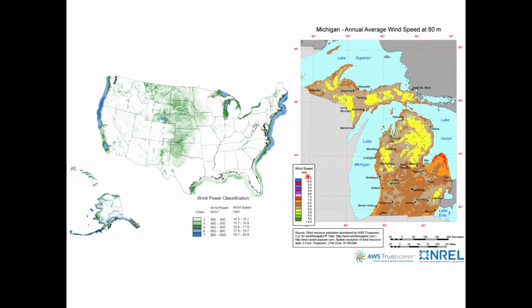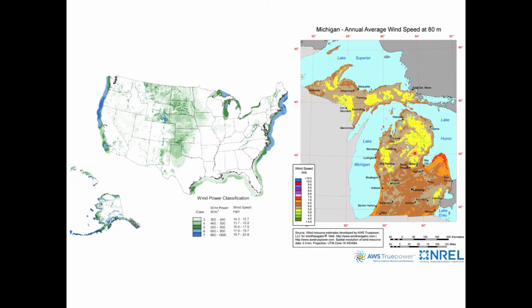The ideal location to site wind turbines is the location that has the highest average sustained wind speeds. So when we look at the state of Michigan, you can see here Lake Huron, Lake Michigan, Lake Superior, all of the coastline and areas within a few tens of miles of the coastline, they have the highest sustained wind speeds. So these are the areas that are targeted for wind development.